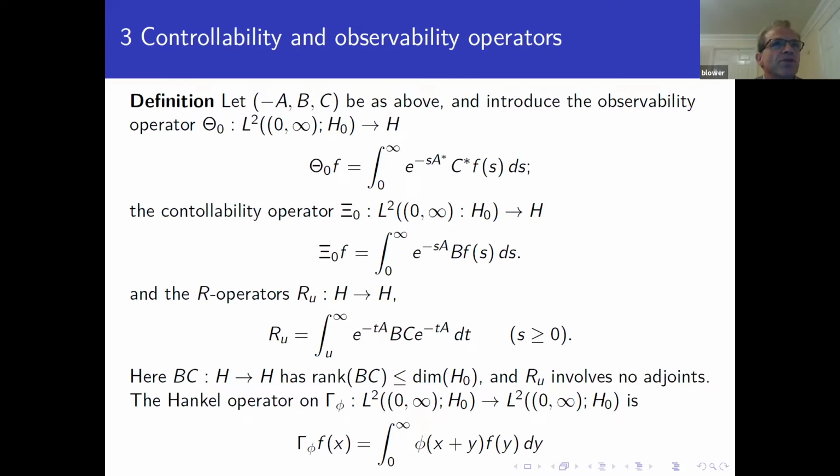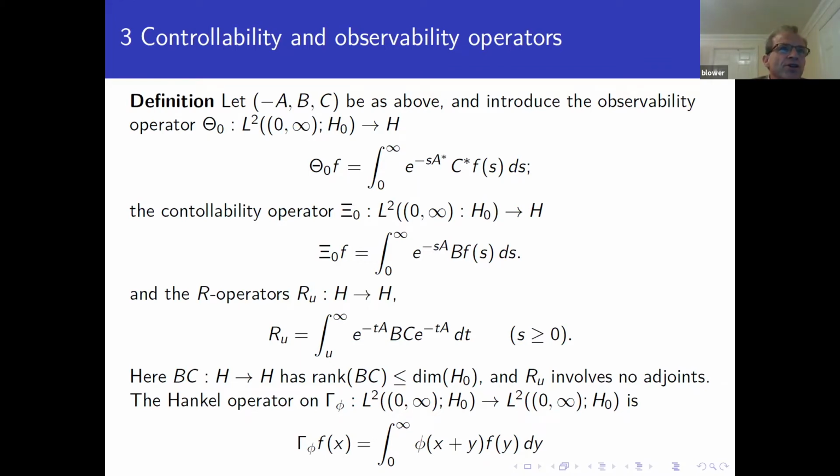In the general theory of linear systems, there are controllability and observability operators. So the observability operator goes from L2 with values in H naught to H. The definition of this involves some adjoints. So we take C adjoint, and then we take e to the minus sA adjoint. Again, this is going to give a strongly continuous semigroup. And under the assumptions above, I can form this integral without difficulty.